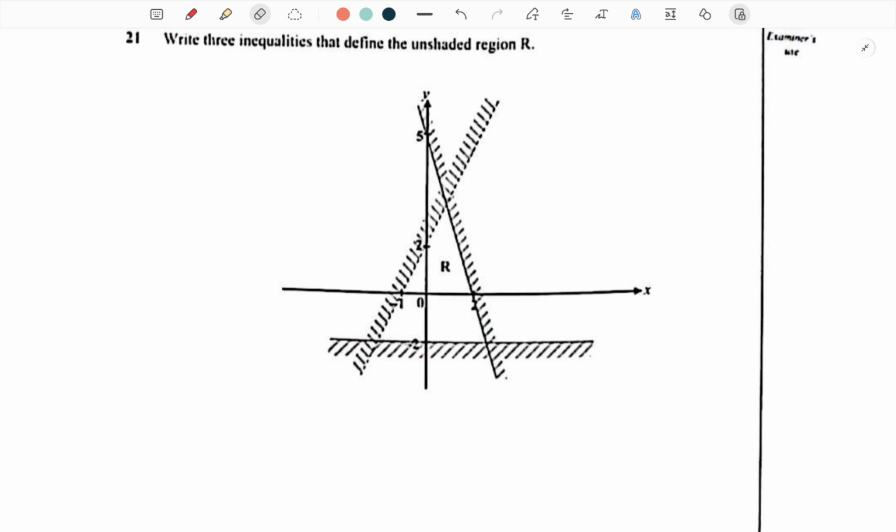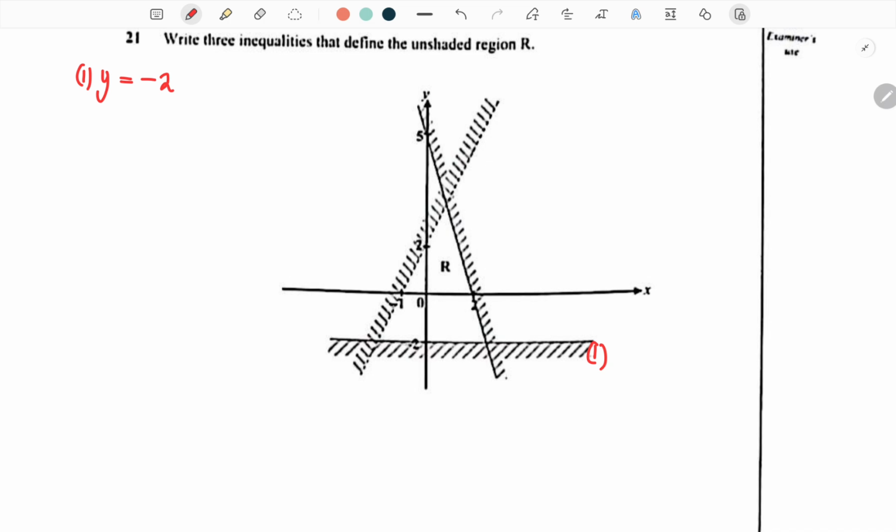Now, the question is saying, write three inequalities that define the unshaded region. How exactly do you go about this? The first thing that you are supposed to do is simply to acknowledge the simplest line or demarcation so that you form the equation. In this case, the simplest line is this one. I can name this one as my 1. And it is cutting at -2. So my first equation is going to be y is equal to -2.